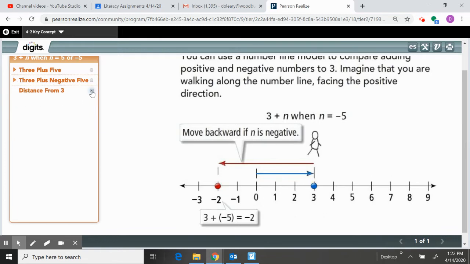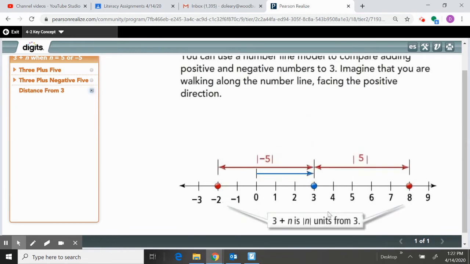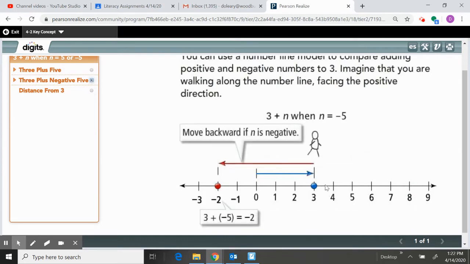And then distance from 3. In other words, whether you move to the right in the positive direction or to the left in the negative direction, negative 5, you're still 5 units from where 3 was. So the key concept, the really important thing to understand, is about moving in the negative direction. Moving in the negative direction moves you to the left. Positive direction moves you to the right.